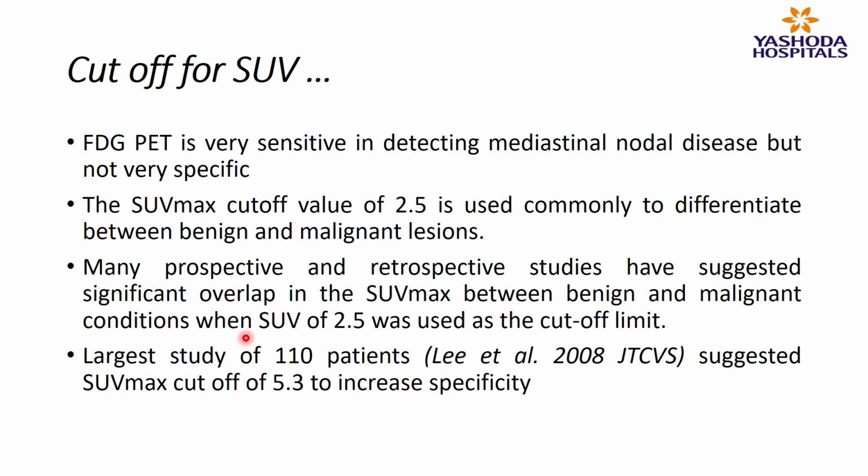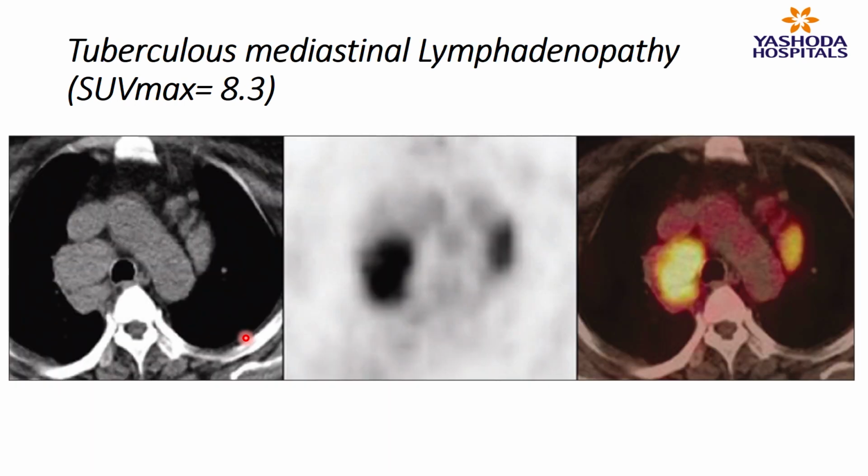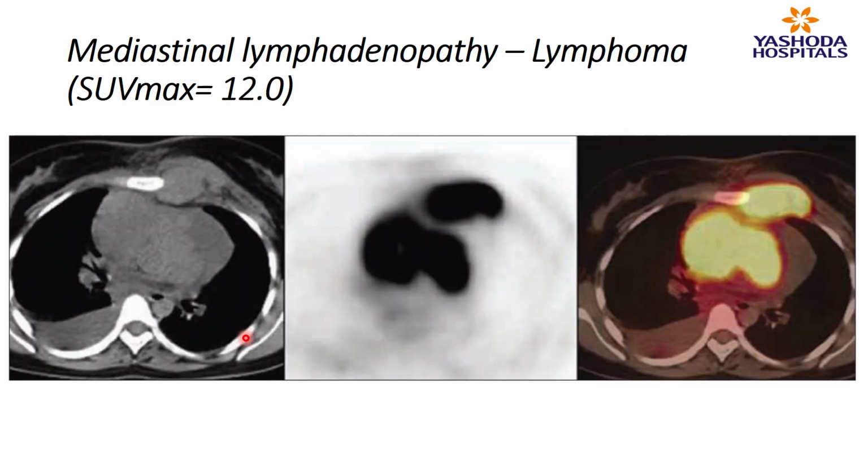But I will show you some examples. This is a case of right lung with a hilar mass, hilar lymph node and subcarinal lymph node. SUV is 6.8. Case of tuberculosis, SUV is 8.3. Case of sarcoidosis, SUV is 9.8. In a case of lymphoma, they all four look the same, they all show uptake, they all shine, and they have different SUVs. So SUV should not be a cutoff value to differentiate between malignant and non-malignant lesions, but SUVs can help decide which nodes to biopsy or sample, because higher uptake directly equals higher cellularity in the lesion, and it will give the highest yield.